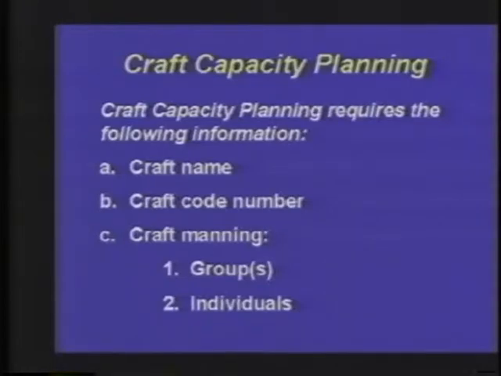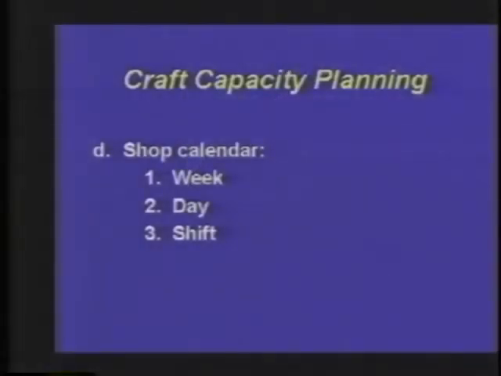We have the shop calendar, and I addressed this earlier, where we have a week which can be broken down into days, and the days can be subdivided into shifts. Now the next three elements, E, F, and G, pertain to the input into the capacity planning formula. And we'll look at the craft capacity planning formula in a moment. Gross available capacity is time on the payroll, not time on the job. That's the payroll time.